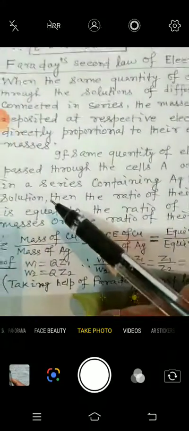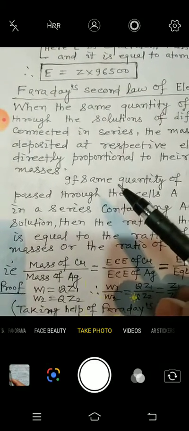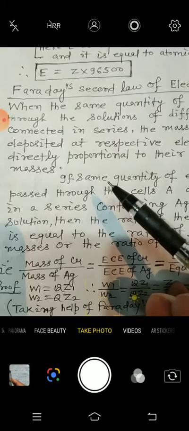On this basis, this is the concept of Faraday's first law of electrolysis and Faraday's second law of electrolysis.